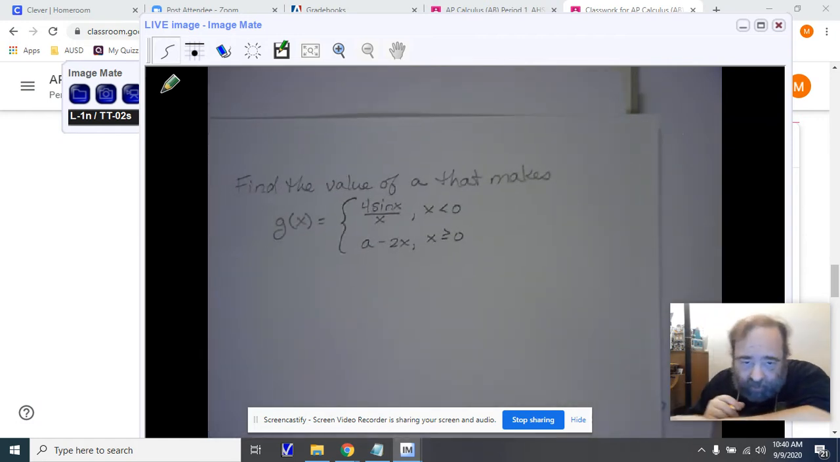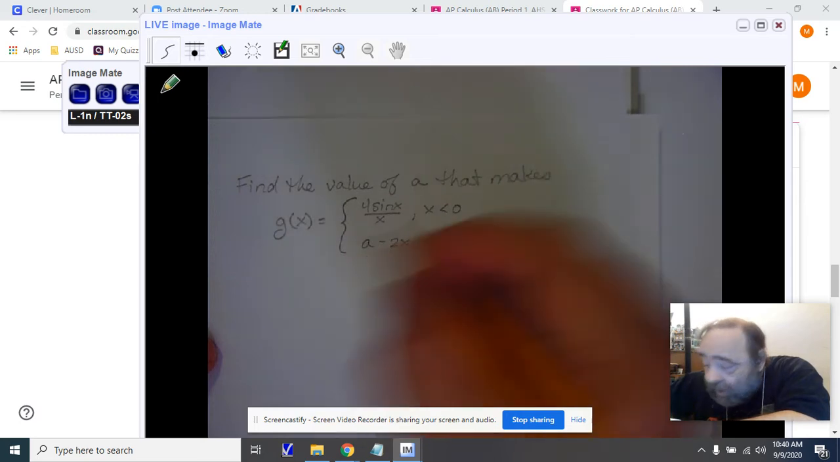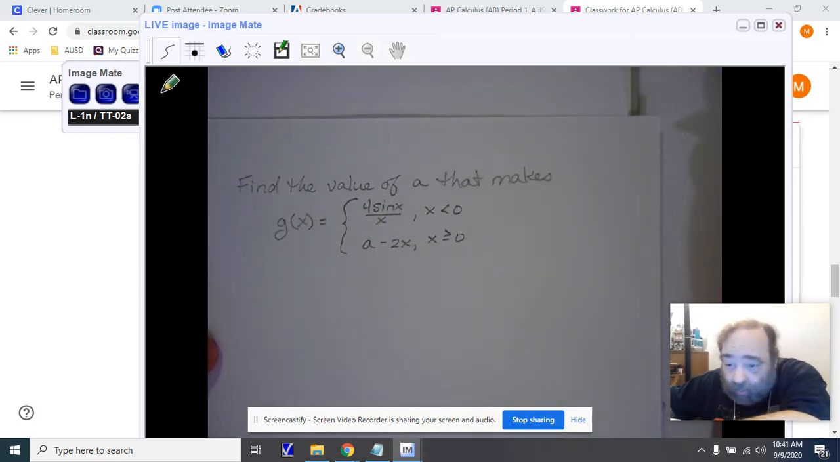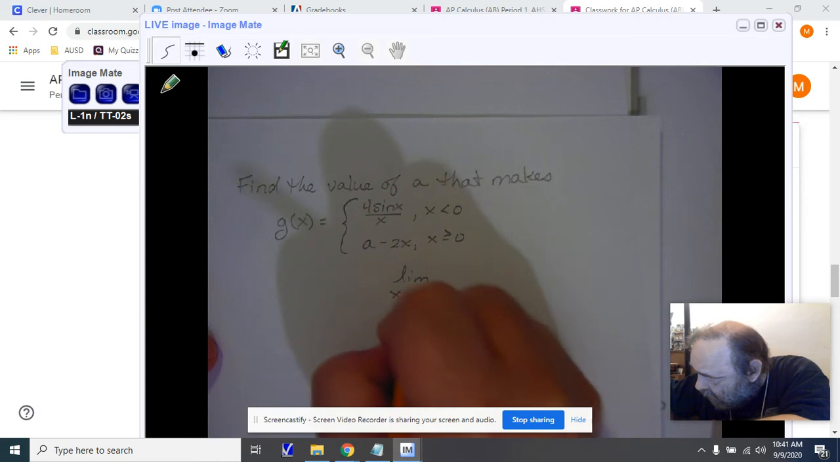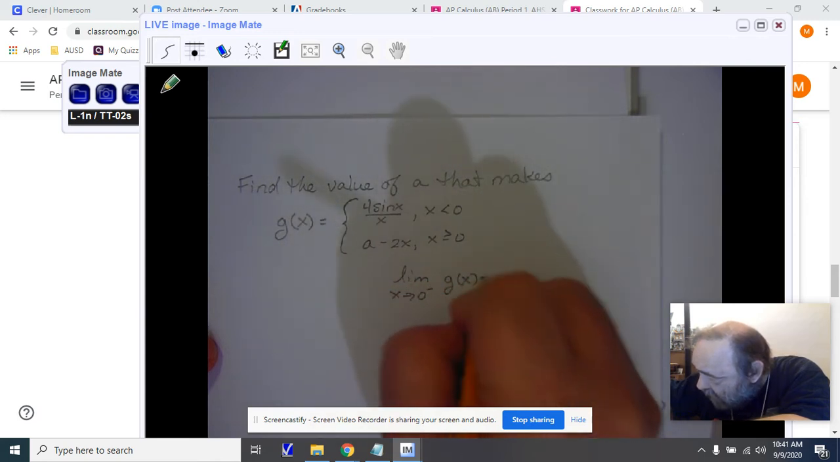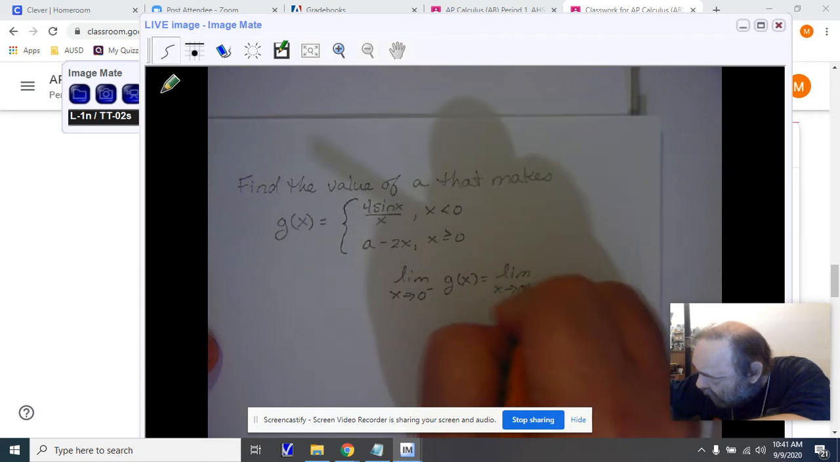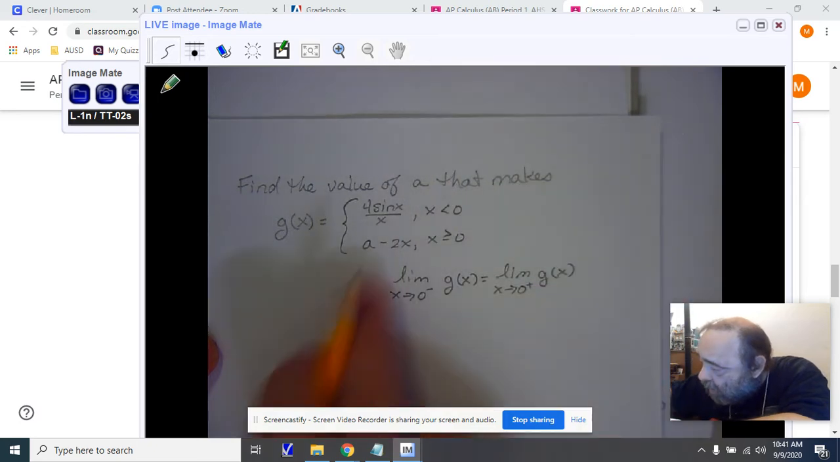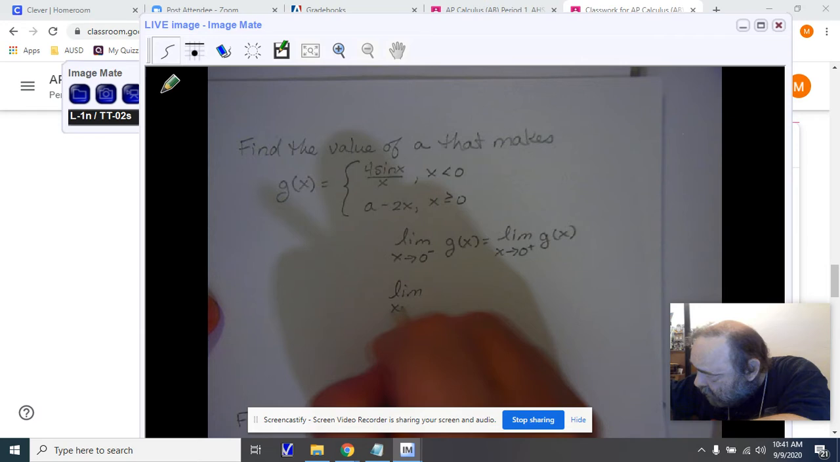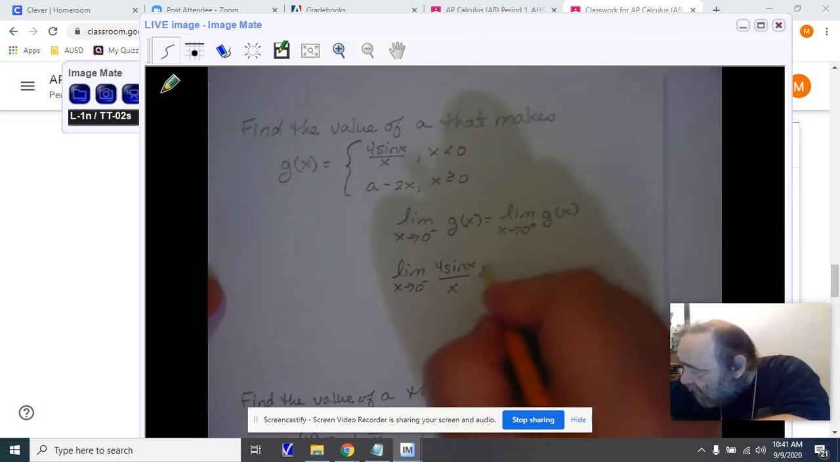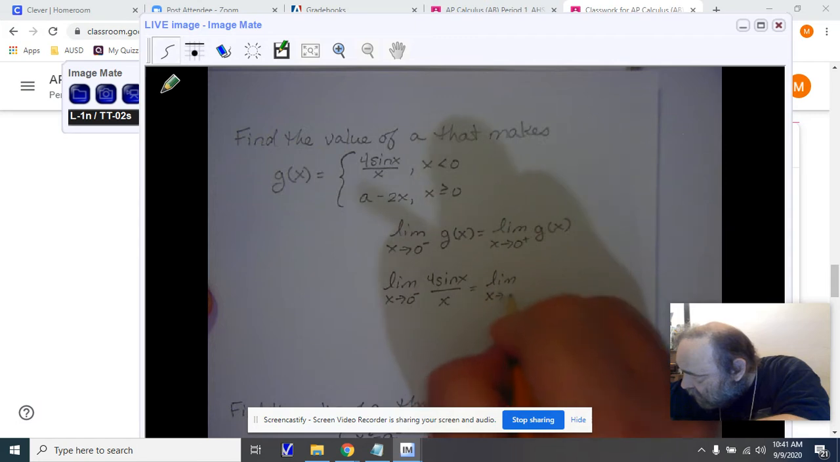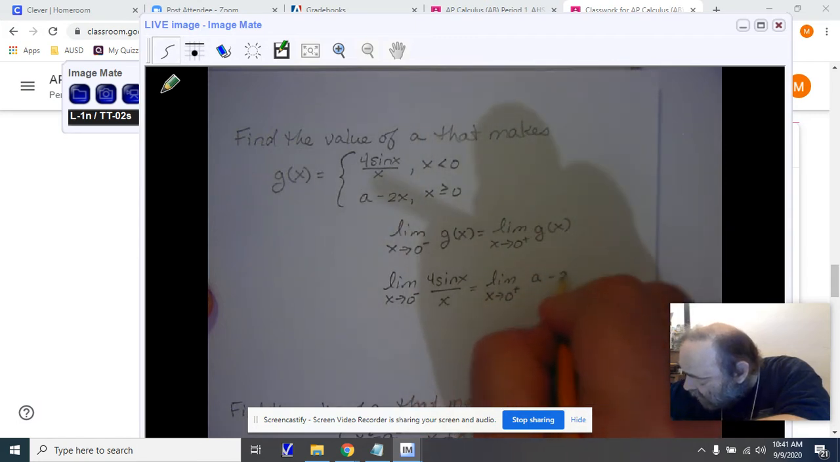Notice in our first problem, we're trying to find the value of a that makes the function g of x continuous. In order to do that, we ask ourselves what is required. The first thing required for a continuous function is that the limit exists. That means the limit as x approaches 0 from the left for g of x must equal the limit as x approaches 0 from the right. The limit as x approaches 0 from the left for 4 sine x divided by x has to equal the limit as x approaches 0 from the right for a minus 2x.